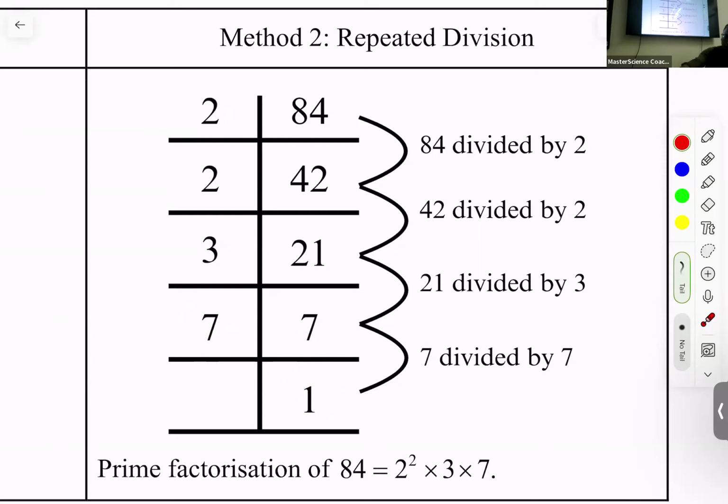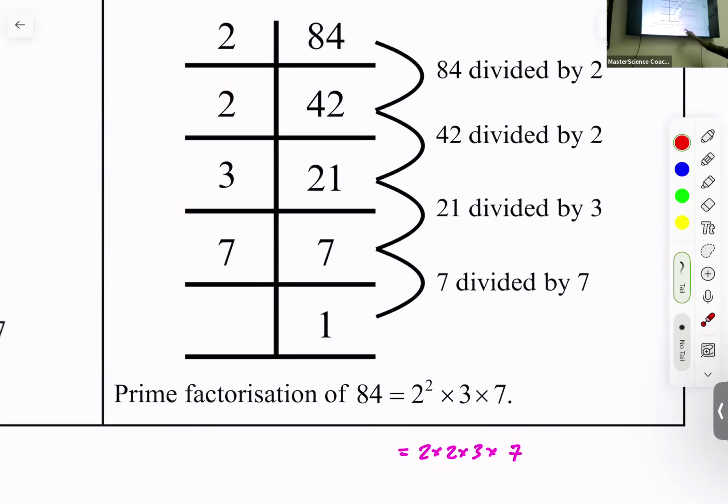So I'm putting it here, but I put it in index notation format. So you see, the 2 is not 2 times 2, it's 2 power 2. Can you see that? 2 power 2 times 3 times 7. Or if you want to write it like this also can lah. But if the question tells you to give it in index notation format, then you must do it like that. Okay? This is basically the easiest part of this topic.